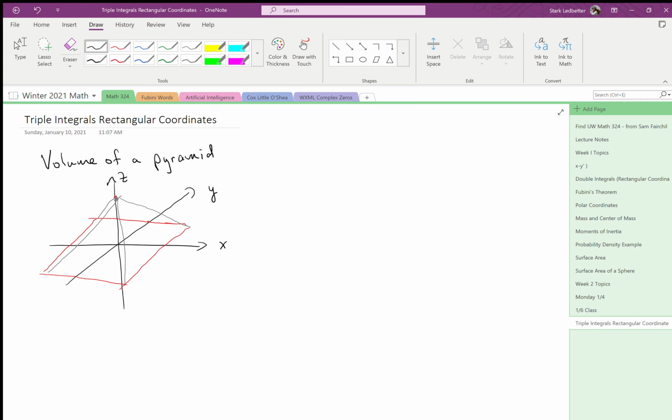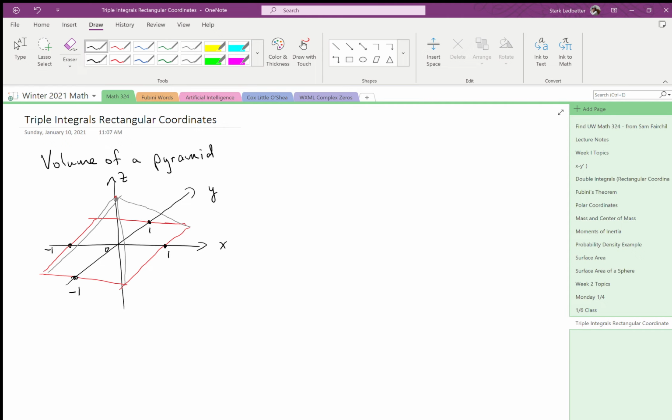So let's talk about volume of a pyramid in context of triple integrals. So I'm going to make this 0, we'll make this 1 and -1, and this will be 1 and -1 in the y direction. So the red thing is a 2 by 2 square in the xy plane.